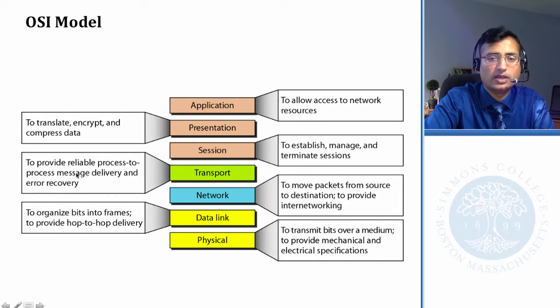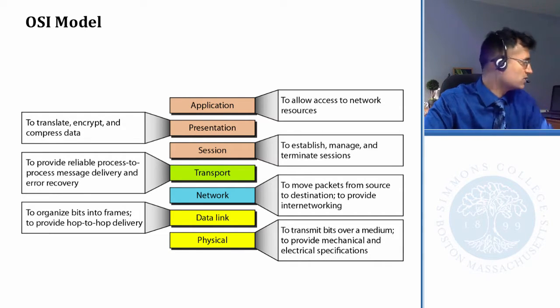And the job of the transport layer is to provide reliable process-to-process message delivery and error recovery. And the session layer is to establish, manage, and terminate sessions. And the presentation layer to translate, encrypt, and compress data. And for the application layer to allow access to network resources.